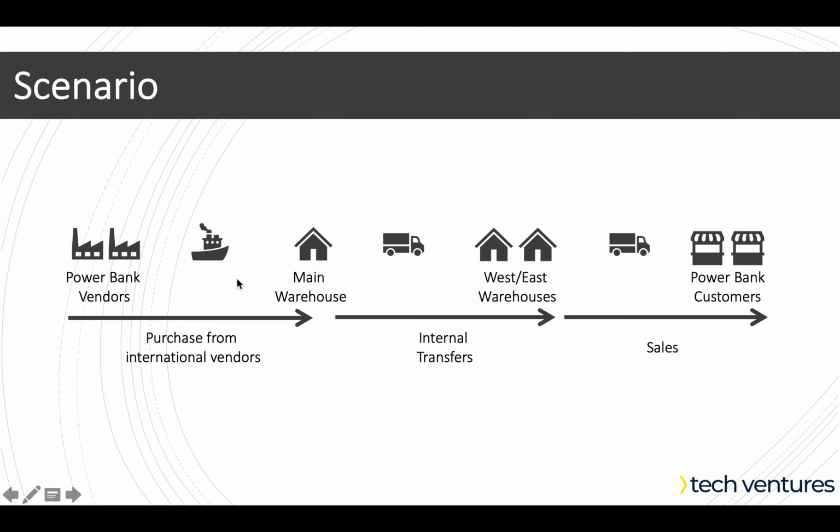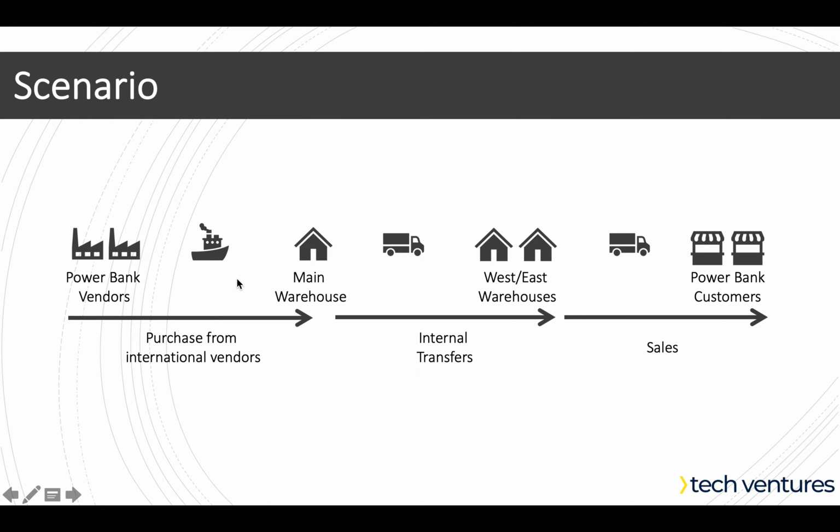So let's take an example that we have two particular vendors that supply us power banks. We send these vendors the purchase order and we receive those purchase orders in our main warehouse. This main warehouse then distributes to small warehouses like west and east warehouses through internal transfers, and then we sell it to our final customers.